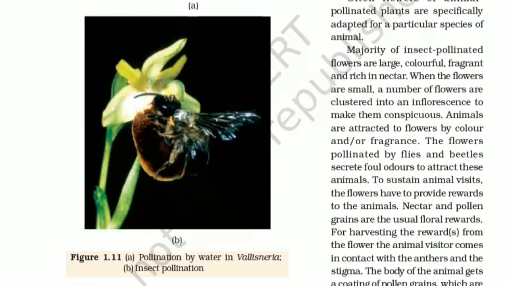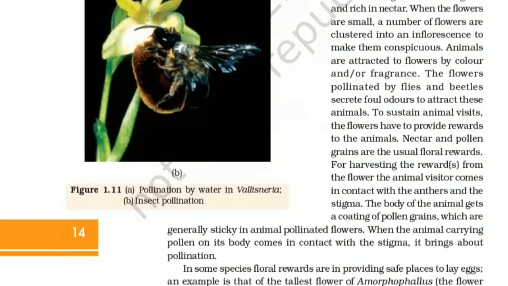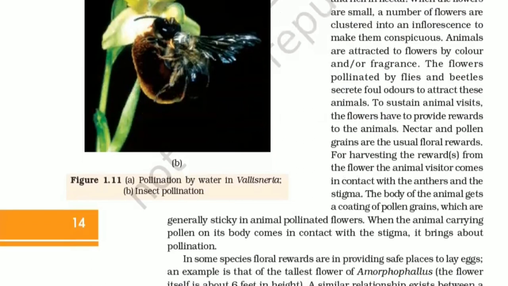Majority of insect pollinated flowers are large, colorful, fragrant, and rich in nectar. When the flowers are small, a number of flowers are clustered into an inflorescence to make them conspicuous. Animals are attracted to flowers by color and/or fragrance. The flowers pollinated by flies and beetles secrete foul odors to attract these animals.